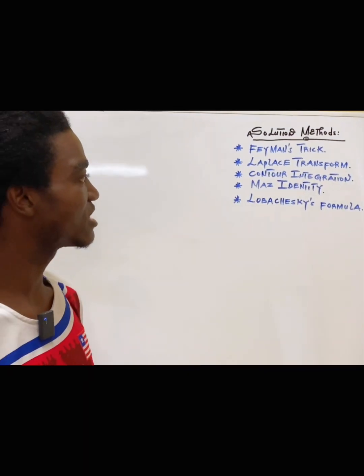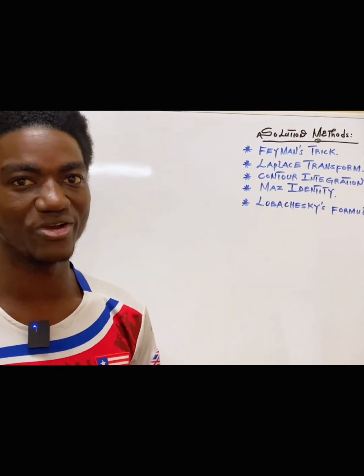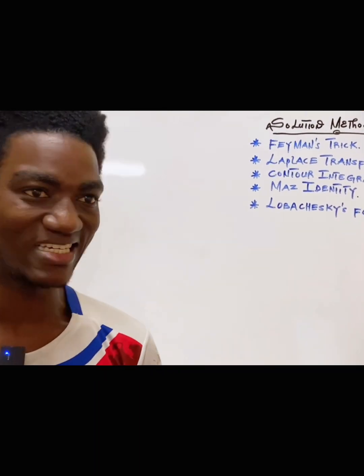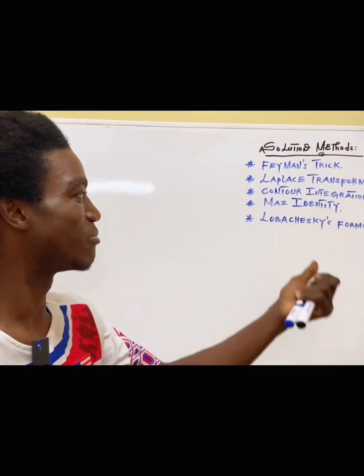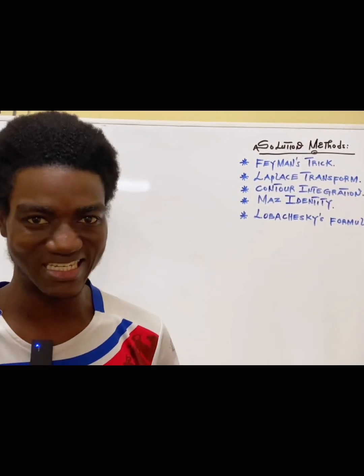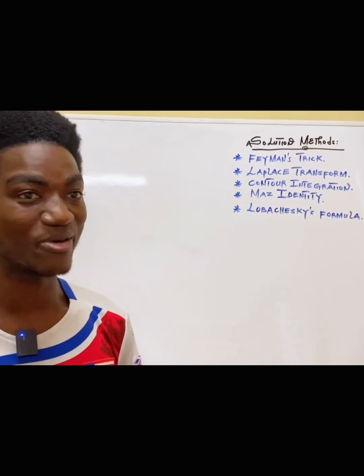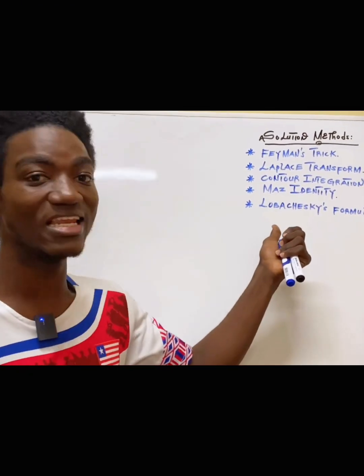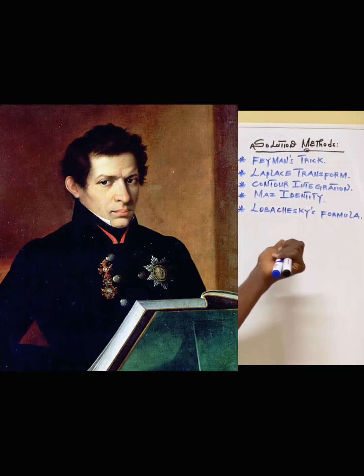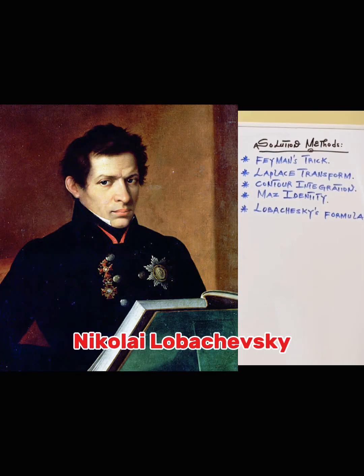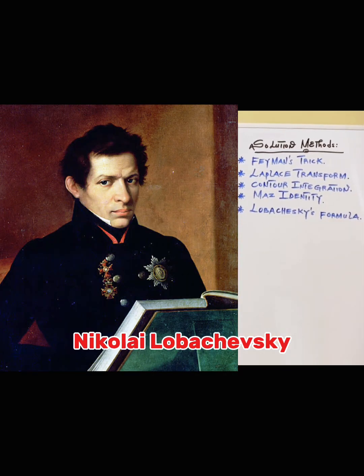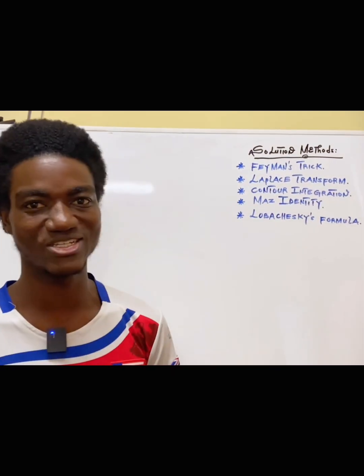And the next we have contour integration, which is complex analysis. And we have another brilliant method, which is the Ramanujan's Master Theorem identity. And we have the last, which is my favorite. This is the Lobachevsky formula. This method was introduced by the Russian mathematician Nikolai Lobachevsky.